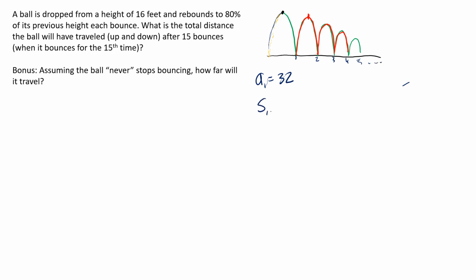So I would say S of 15 is a finite geometric series. The first term is 32, and the sum is 32 times (0.8 to the 15th power minus 1), divided by r minus 1, so divided by 0.8 minus 1, or negative 0.2. Now this isn't the answer, because I'm going to have to subtract 16 from this. But let's see what that is: 32 times 0.8 to the 15th power minus 32, divided by negative 0.2. That is 154.37 feet.